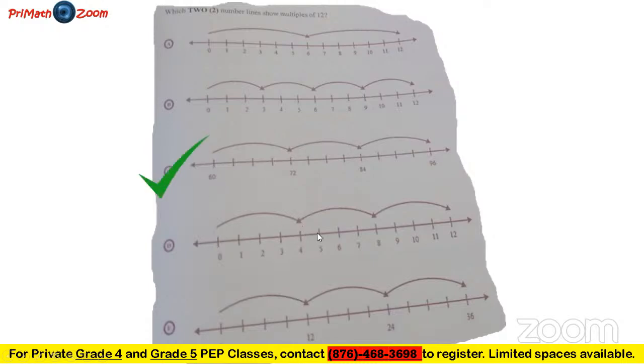At D, we have 4, 8, and 12. These are not multiples of 12. And we have at E, 12, 24, 36. Those are multiples, because if you multiply 12 by a whole number, you will get these numbers. So C and E are our correct answers for this one.